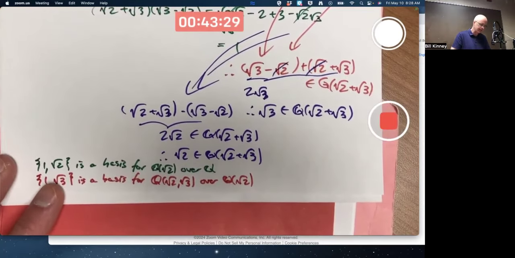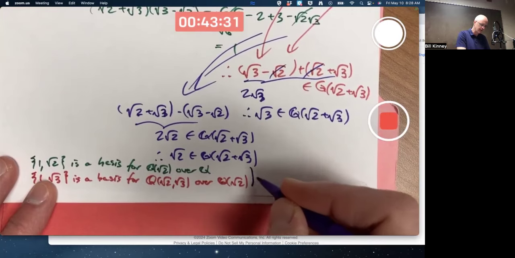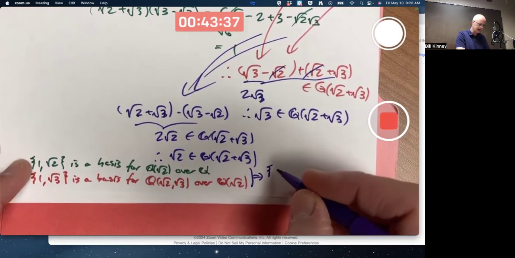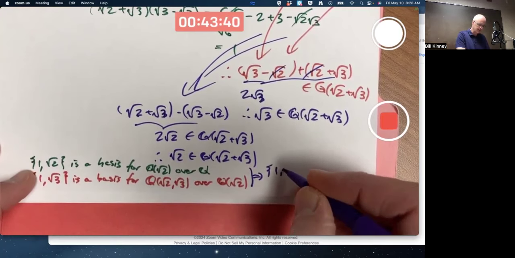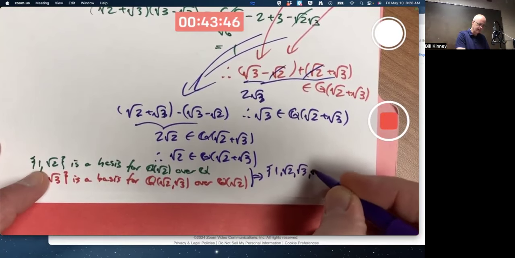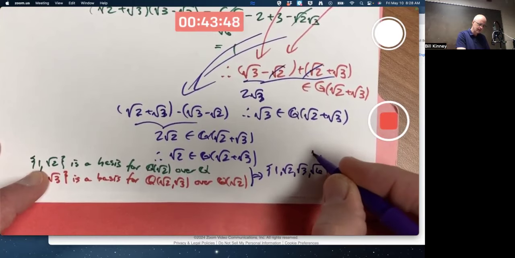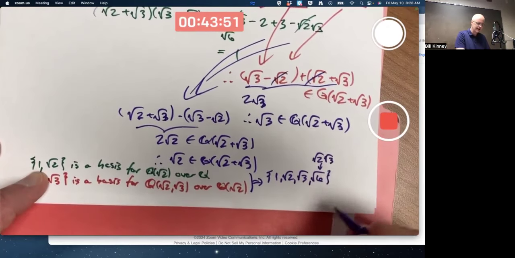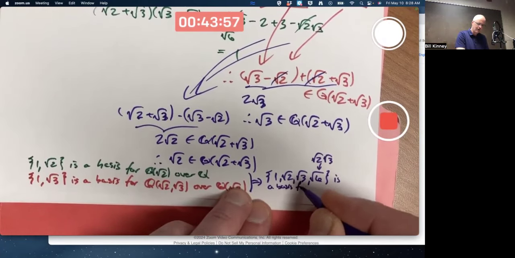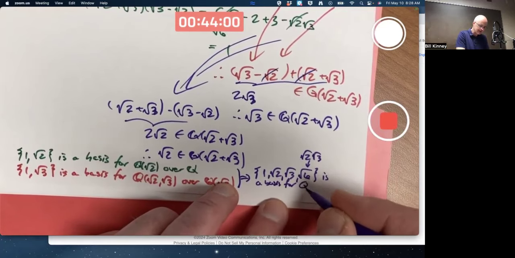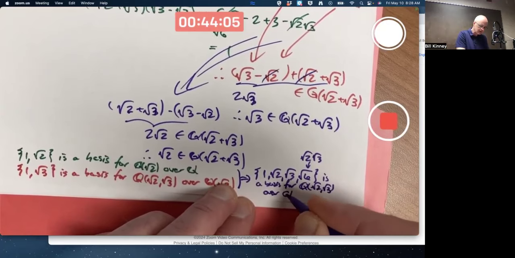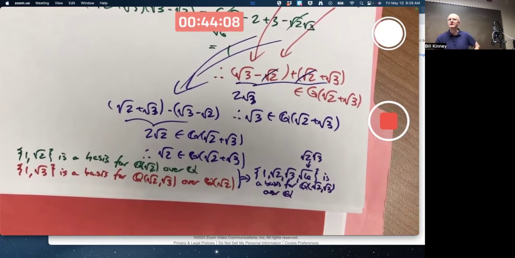It turns out if you look at the proof of the theorem that this is all referring to, that if you form all products of the numbers in these bases, 1 times 1 is 1, square root of 2 times 1 is square root of 2, square root of 3 times 1 is square root of 3, and square root of 2 times square root of 3 can be written as square root of 6. That is the same as square root of 2 times square root of 3. That is a basis, just out of room here, for the biggest field here, Q adjoin root 2, root 3 over the smallest field, Q. And it's got 4 elements. It's a degree 4 extension.